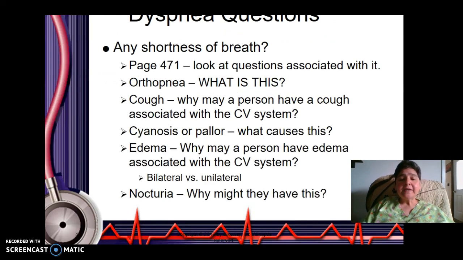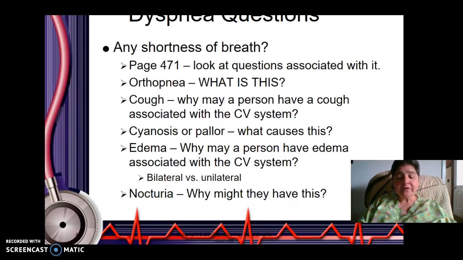Dyspnea questions, again, shortness of breath. Look at the questions on page 471. We talked about orthopnea already. We talked about why a person may have a cough associated with the cardiovascular system because of that fluid buildup around the heart and possibly in the lungs as well.